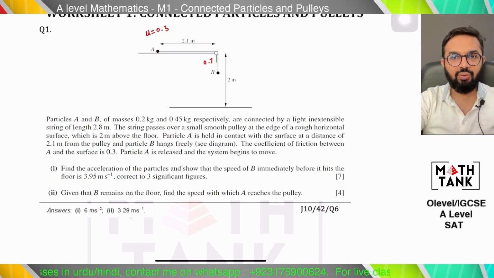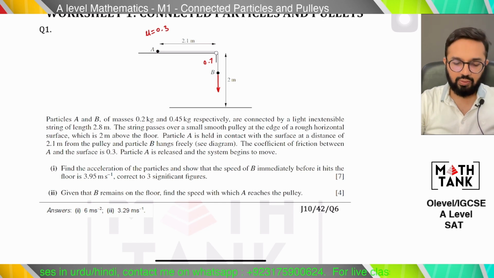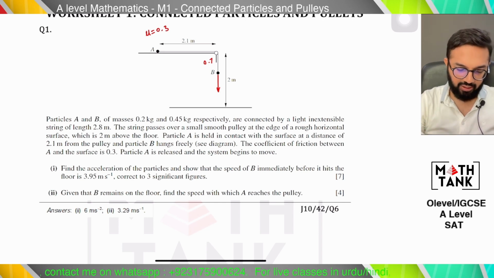Particle A is released and the system begins to move. Find the acceleration of the particles and show that the speed of B immediately before it hits the floor is 3.95, correct to three significant figures. And it's a 7 mark question. So let's start drawing up our equations. At B, it's simple.